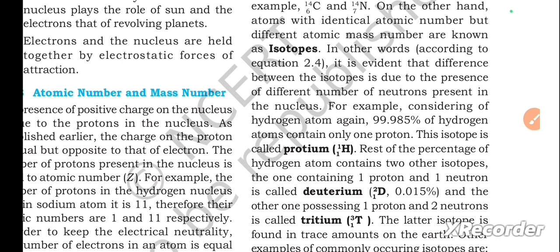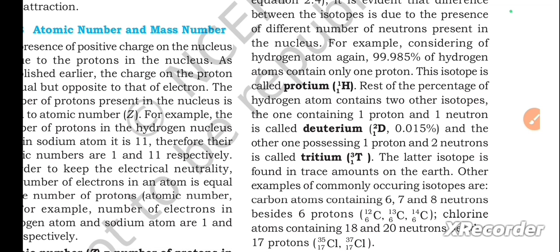The rest of the hydrogen atoms contain two other isotopes. The one containing one proton and one neutron is called deuterium, 2D1, 0.015%, and the other one possessing one proton and two neutrons is called tritium, 3T1. The latter isotope is found in trace amounts on the earth.